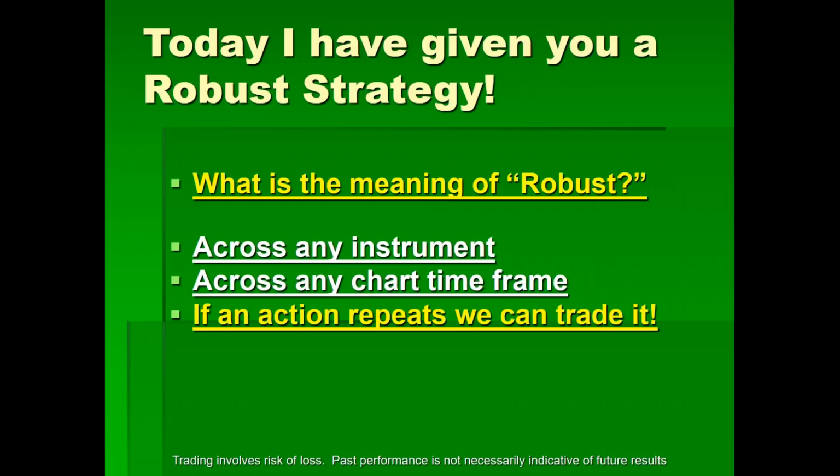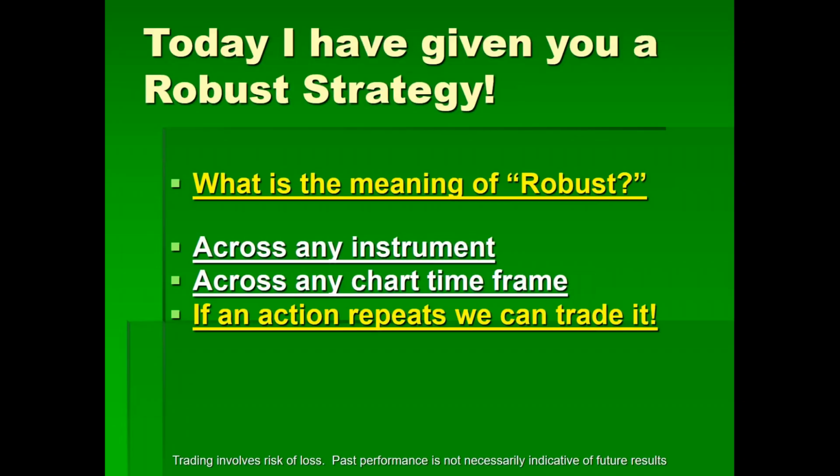Today I've given you a robust strategy in less than an hour. What is the meaning of robust? A robust strategy works on any instrument across any time frame. So I don't care if you decide you want to trade lean hogs, or gold, or, what is it the Europeans trade, CFDs, or Forex, or CME currency futures, the Euro 6E, or Tesla, or Amazon, or anything, this is going to work as long as we have trend and momentum.